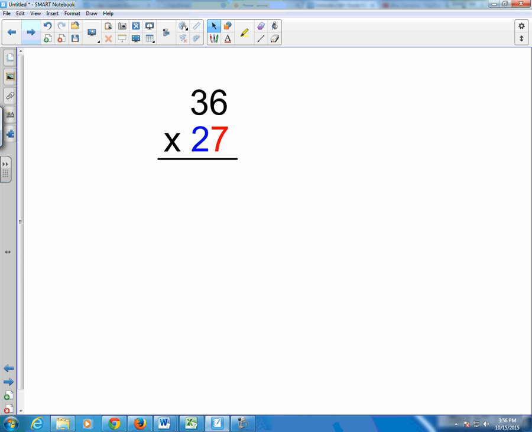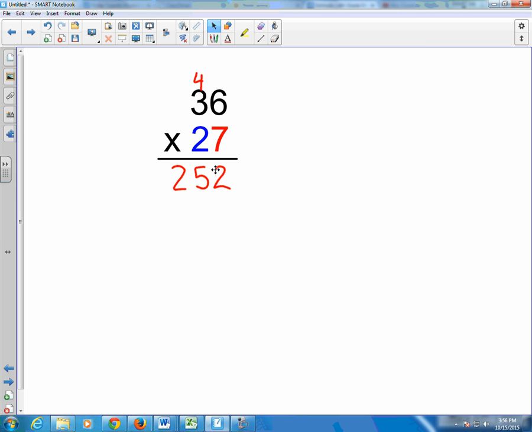If we're multiplying two-digit numbers by two-digit numbers, we have to kind of separate the two place values. We always start with the ones, so we're going to multiply 7 times 36. 7 times 6 is 42. I write the 2 and I carry the 4. 7 times 3 is 21, plus 4 is 25. I'm done multiplying my ones.